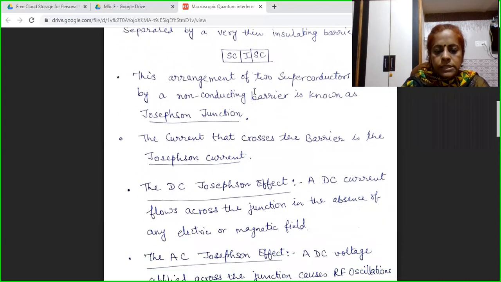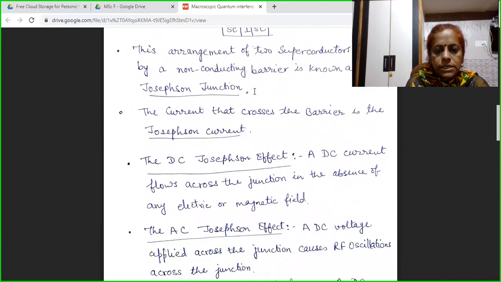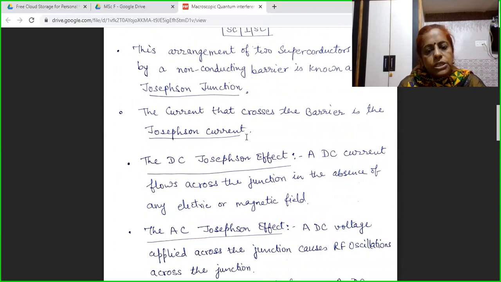Now, AC Josephson effect. What is AC Josephson effect? On this insulating layer, if we apply a DC voltage source, then in the output we will get RF oscillations. That means in the output, the current is alternating current. So by applying a DC voltage across the barrier, we get a current that is alternating in nature.